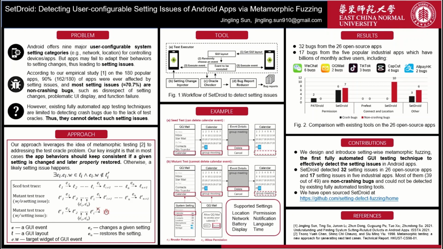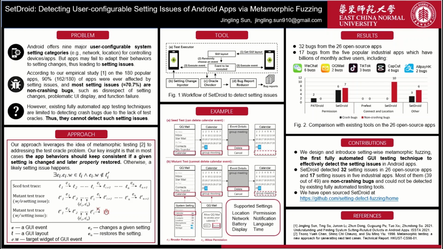Let E be a GUI event. Let L be a GUI layout. A sequence of events can be executed on an app to obtain a sequence of GUI layouts. Then we inject a pair of events EC, EU into the seed test to obtain a mutant test, where EC changes a given setting and EU restores the setting. By comparing the GUI consistency between the seed test and the mutant test, we can detect setting issues.